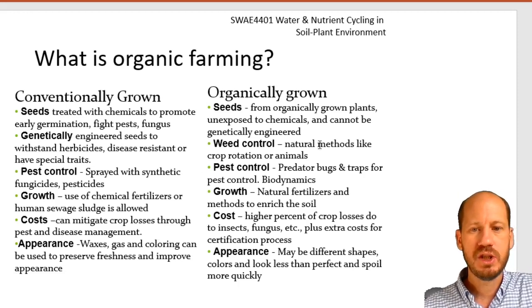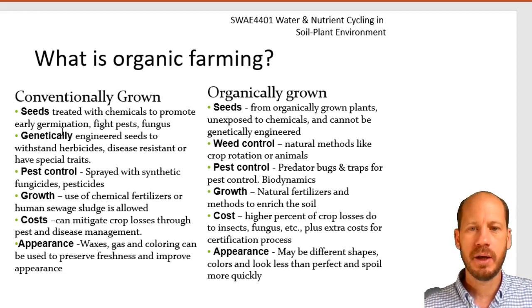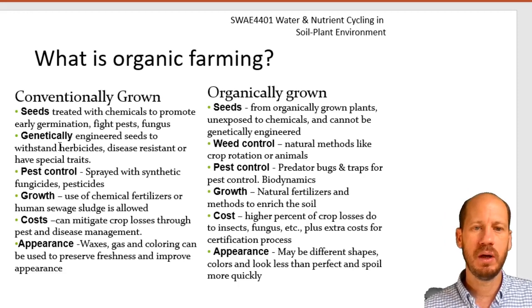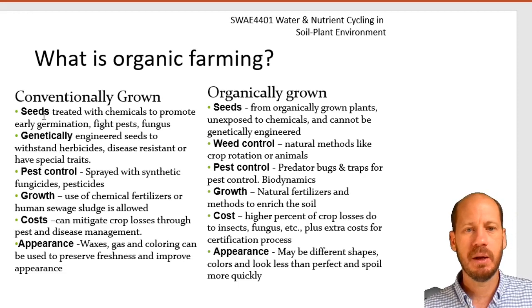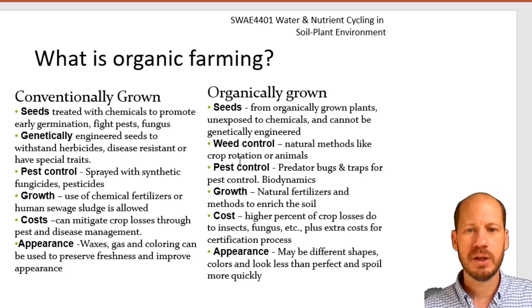So in general, without just looking into plant nutrition, organic farming will have seeds coming from organic crops and not exposed to chemicals. Most of the seeds now in conventionally grown farms are coated with pesticides, especially fungicides, to avoid those fungi that will kill the plants while they are seedlings. So in organic farming, that is not allowed.